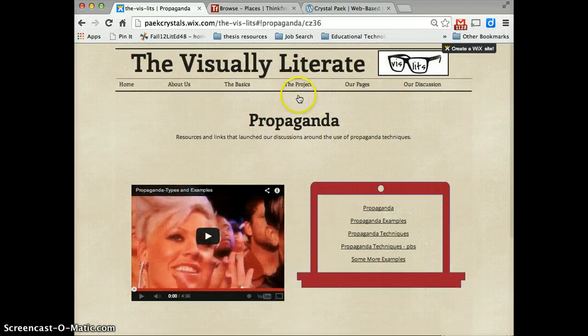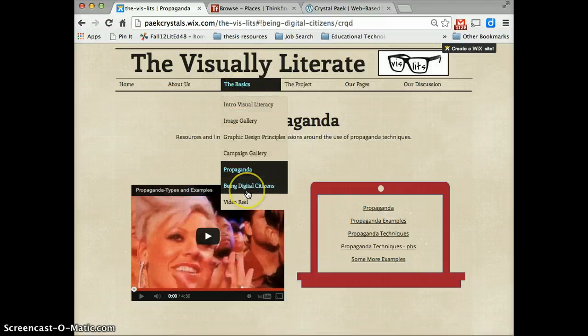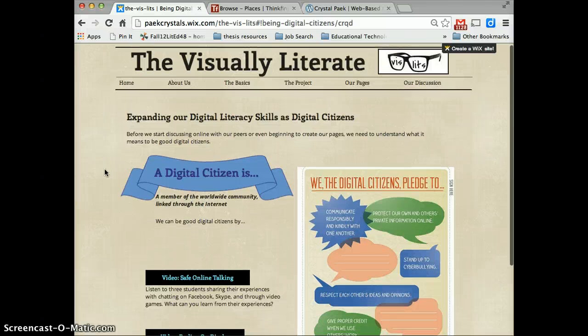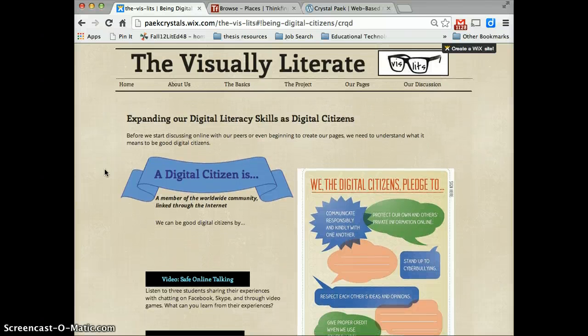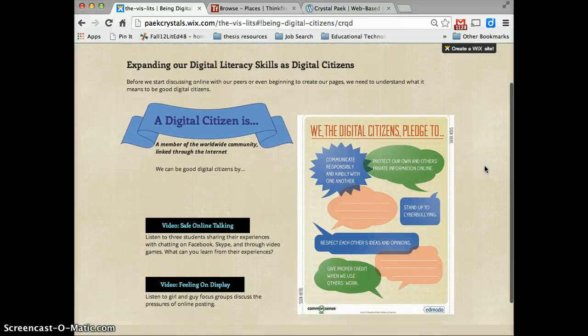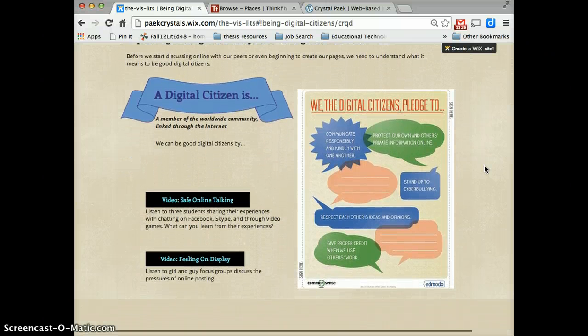And getting to the last 2, excuse me. Here's my being digital citizens. I think this is very important for students to understand that a digital citizen is a member of the worldwide community through the internet, which is all of them. They're all digital citizens. So really I want to promote how to be good digital citizens before we ever embark on this project, this unit.